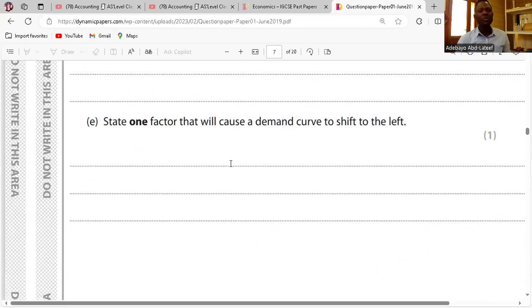E. State one factor that will cause a demand curve to shift to the left. A demand curve shifting to the left means the quantity demanded has reduced as a result of a non-price factor, such as level of income, taste and fashion, or availability of substitutes. Do you understand? Yes. So one factor I mentioned here is level of income. A fall in the level of income will bring about a fall in disposable income and a fall in consumption, shifting the demand curve leftward. Clear? We move on to F.